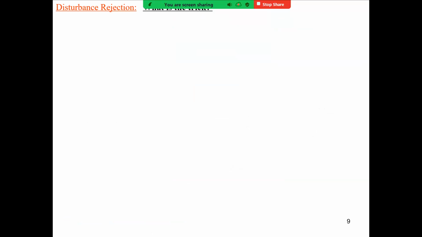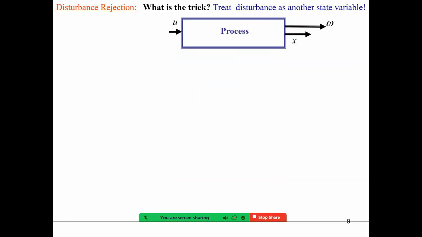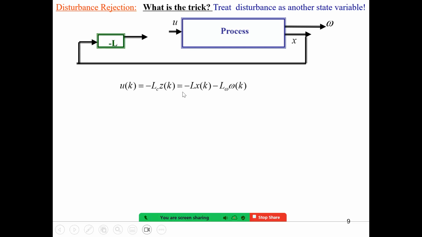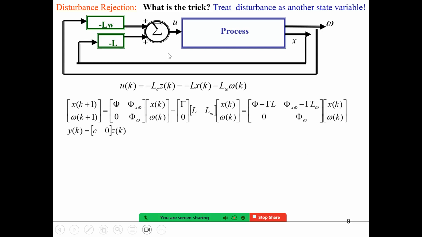Then we'll talk about the disturbance rejection. How do we deal with the disturbance? What is the technique? We treat the disturbance just as another state variable, right? So because of that, when we first design the controller, we say, okay, we know all the state variables, including the disturbance. Therefore, this gain is designed not only for the state variables, but also for the disturbance. Okay.